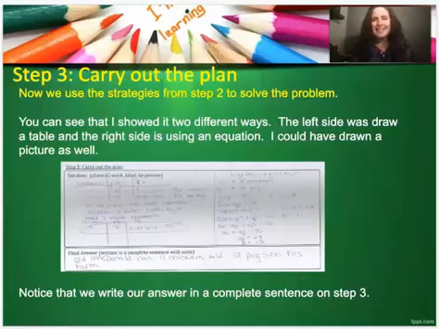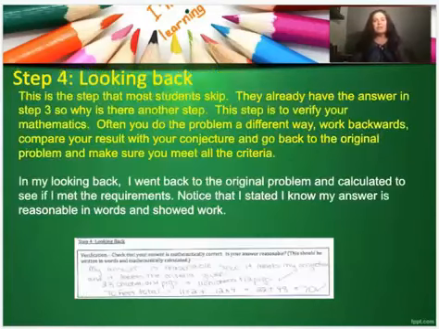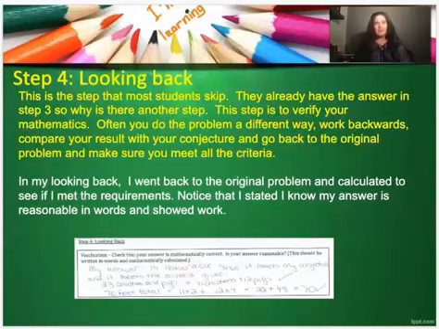But I'm not done. Even though I have the answer, I'm not finished. So step 4, looking back. This is the step that most students skip. So they already have the answer, so why is there another step? This step is to verify your mathematics. You maybe want to do your problem a different way, work backwards, compare your result with your conjecture, or go back to the original problem to make sure you meet all the criteria.